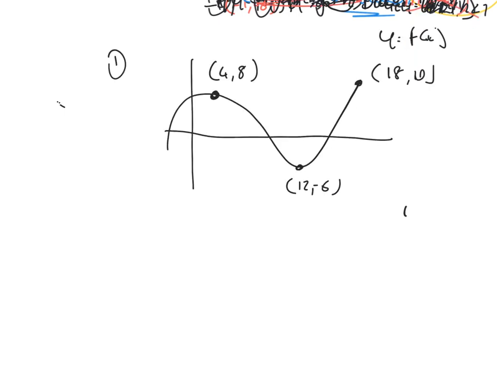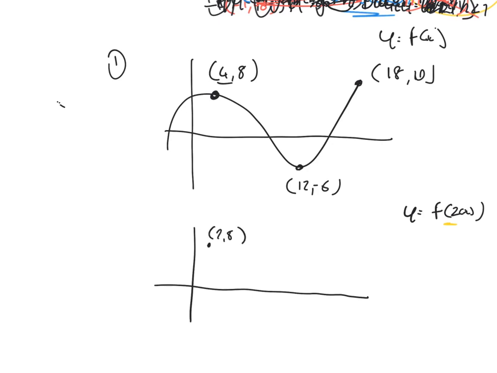Okay, so there's y equals f of x. We're going to draw y equals f of 2x. That's going to compress the thing horizontally by a factor of 2. Now, if you think about horizontal compression, what does it affect? It affects x coordinates. What does it not affect? Y coordinates. So it's not going to affect the y coordinates, but affect the x coordinates. If 4 is compressed horizontally by a factor of 2, that brings it into 2. 12, minus 6 is going to go into 6, minus 6, and 18, 10 is going to be compressed into 9, 10.